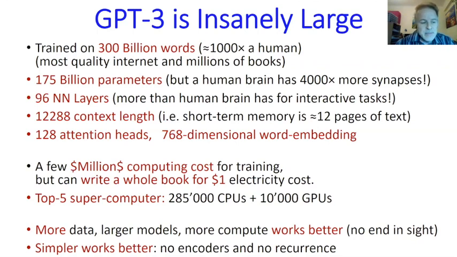And it seems that with more data, larger models, and more compute, you get more out of it. And if you look at the graphs, it doesn't saturate yet. I mean, we have a problem with more data. I will come back to that later. But the GPT scaling works really well. And as I mentioned, simpler works better. So there are no encoders like in the original transformer, and there's no recurrence.